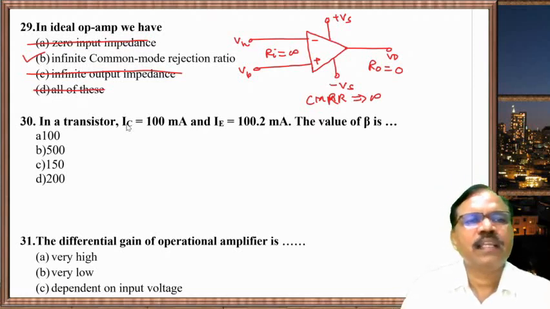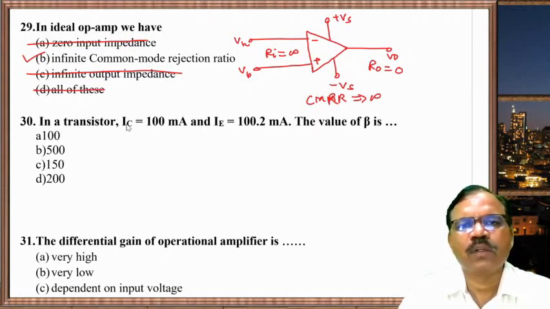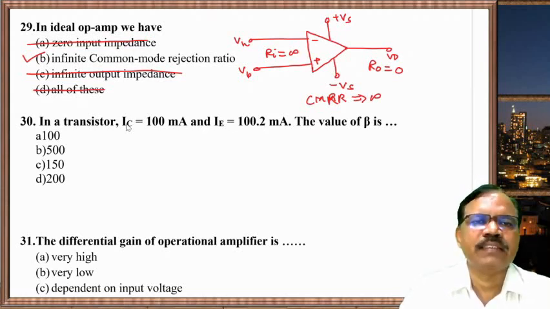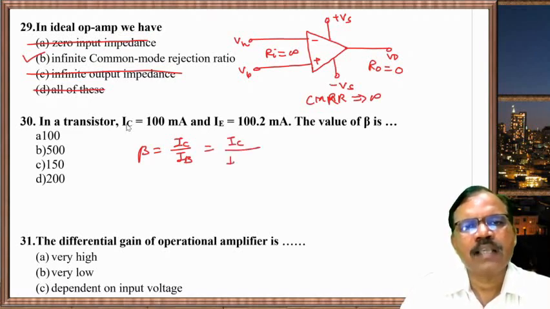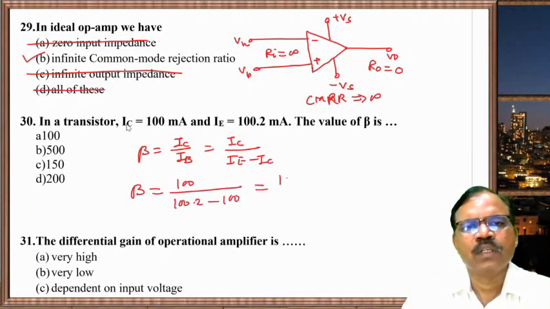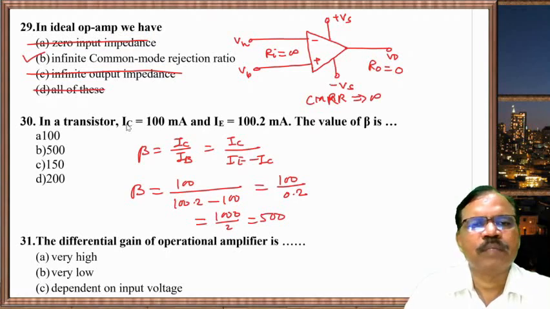Now next one, in a transistor IC is equal to 100 milliampere and IE is equal to 100.2 milliampere. The value of beta is, as we have just seen, beta is equal to IC upon IB, or it is equal to IC upon IE minus IC. So beta is equal to 100 milliampere divided by 100.2 milliampere minus 100 milliampere. So you will get 100 divided by 0.2. So this is 1000 divided by 2, means it is 500. So beta is 500.